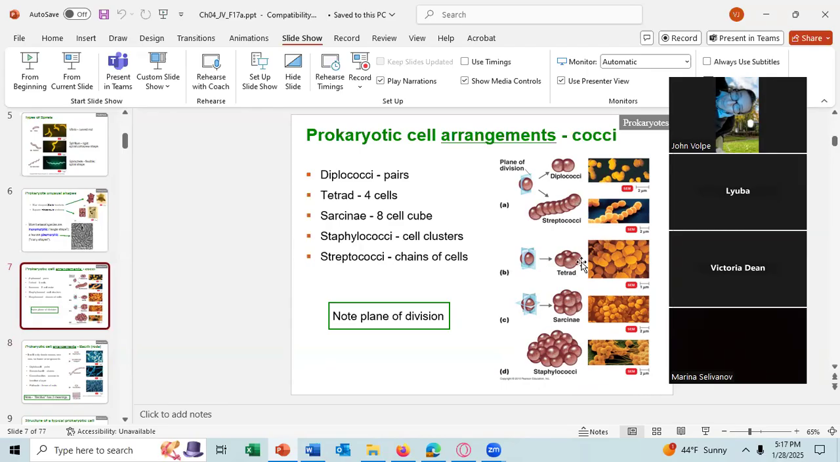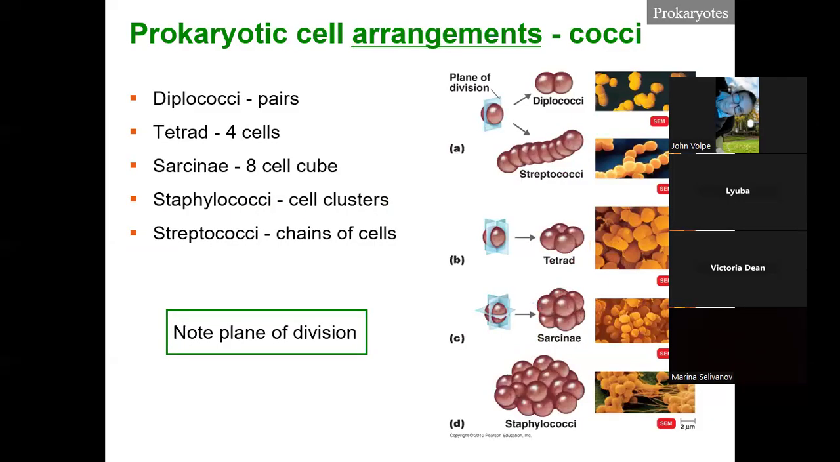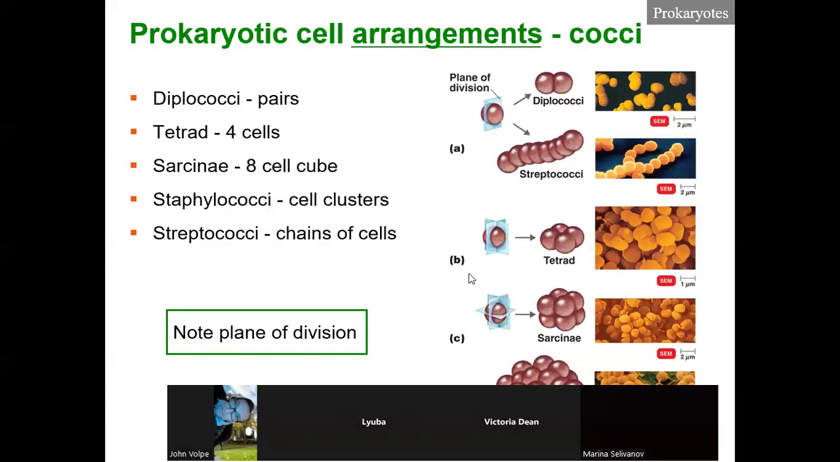You can have four cocci stuck together, and that's called a tetrad. You can have eight cocci stuck together, and that's called the sarcinia. These are hard to see because there are so many of them. But there's one, two, three, four cocci in a tetrad. This is an actual electron microscopic image. And then the sarcinia, that's about eight right there.